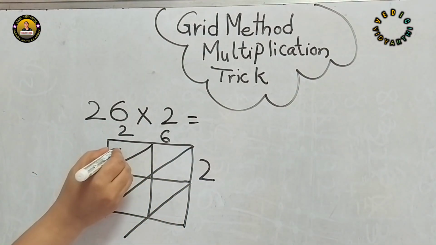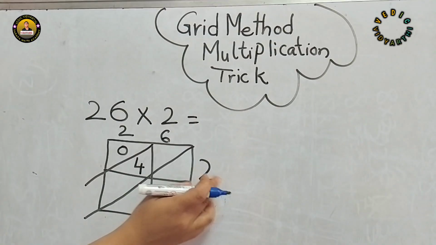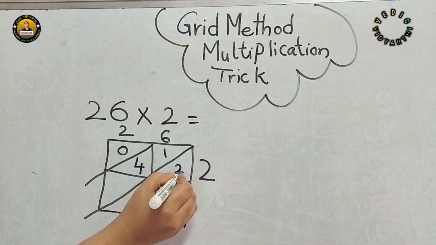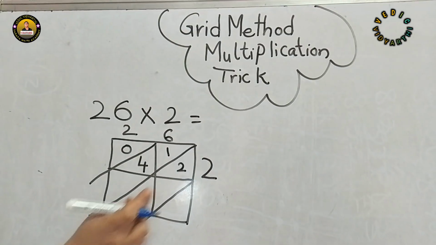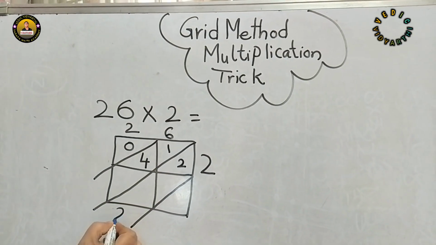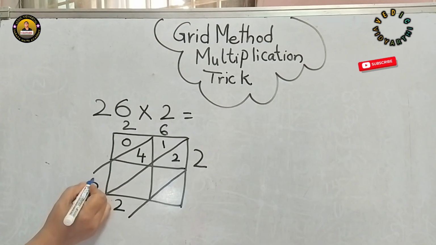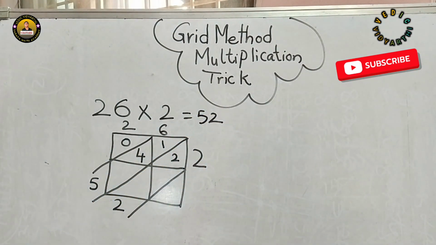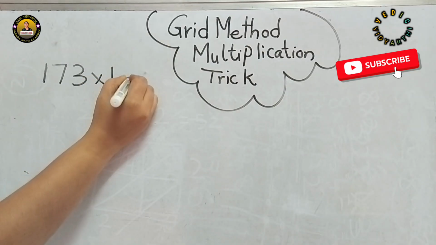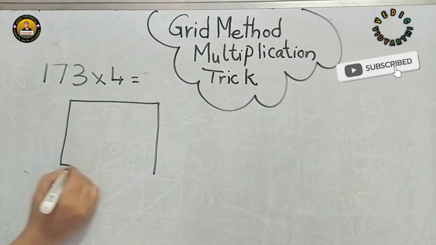2 times 0, 0. 2 times 6, 12. And now, how many numbers do we have here? Only 2. So write down 2 as it is. Now 4 plus 1, 5. The answer is 52. Next, 173 into 4. Now again we have to draw the grids.